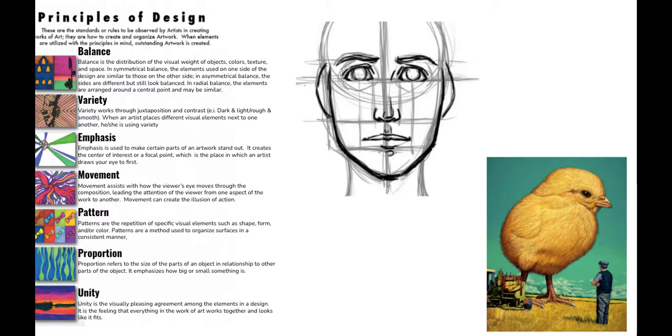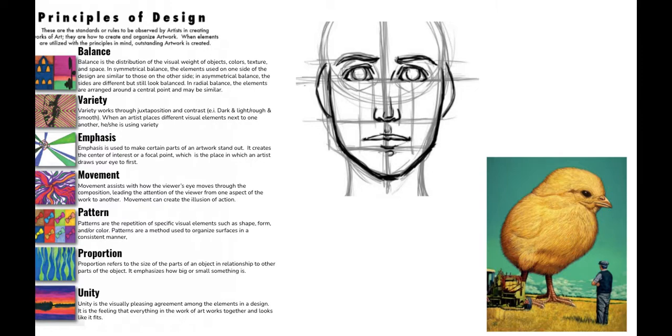Proportion is a tough one, but proportion refers to the size of the parts of an object in relation to other parts of that object. It emphasizes how big or small something is. For example, as you take a look at the proportionate face, you can see that the artist was using these guidelines to make sure that everything was in line with all of the other facial features. For example, the lips were half of the size, the eyes were the same size on both sides, etc. Sometimes artists use proportion to exaggerate things, so they'll make things seem larger or smaller than they actually are.